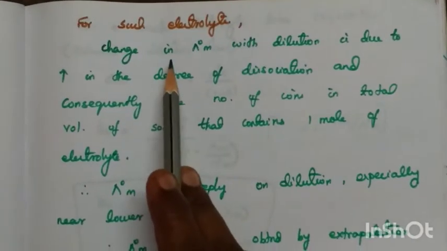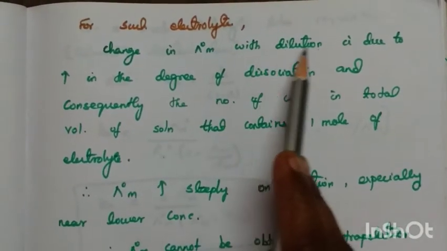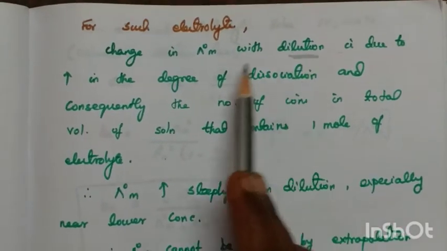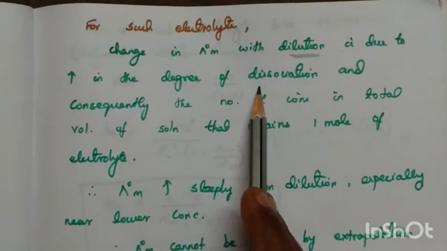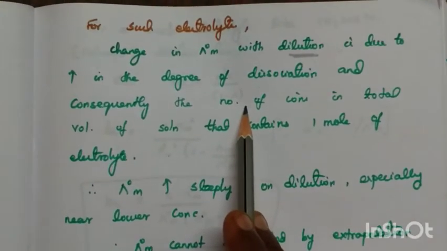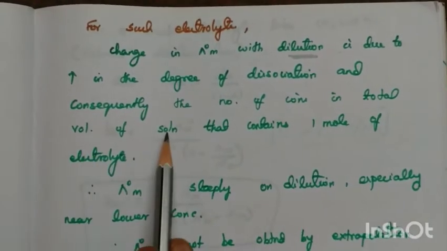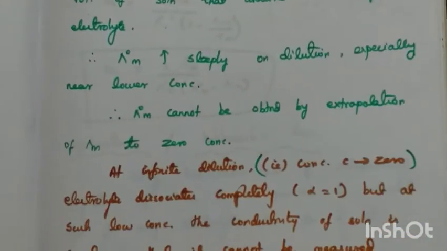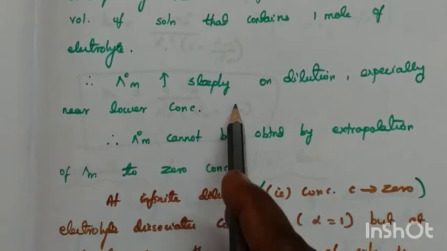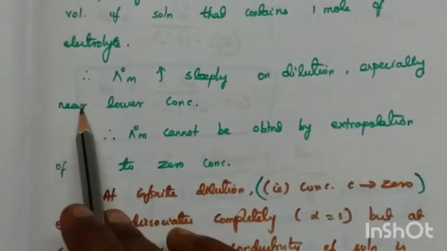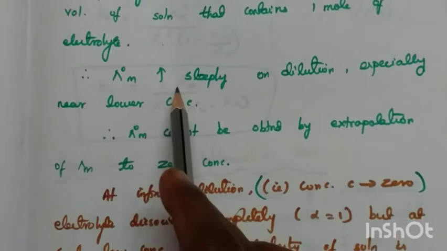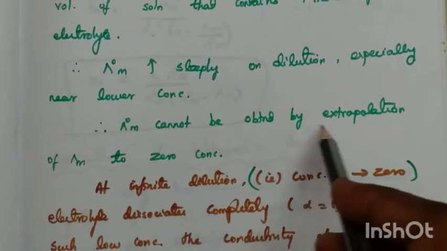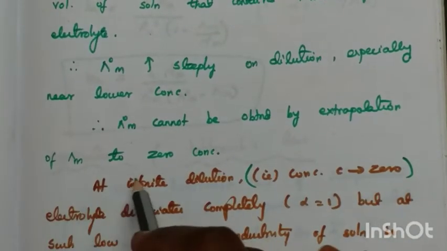The change in Λ M with dilution is due to the increase in the degree of dissociation. As dilution increases, the degree of dissociation also increases. That means the number of ions in the total volume of solution that contains 1 mole of the electrolyte also increases. So Λ M increases steeply on dilution, especially near lower concentration. This molar conductance cannot be obtained by extrapolating Λ M to zero concentration.